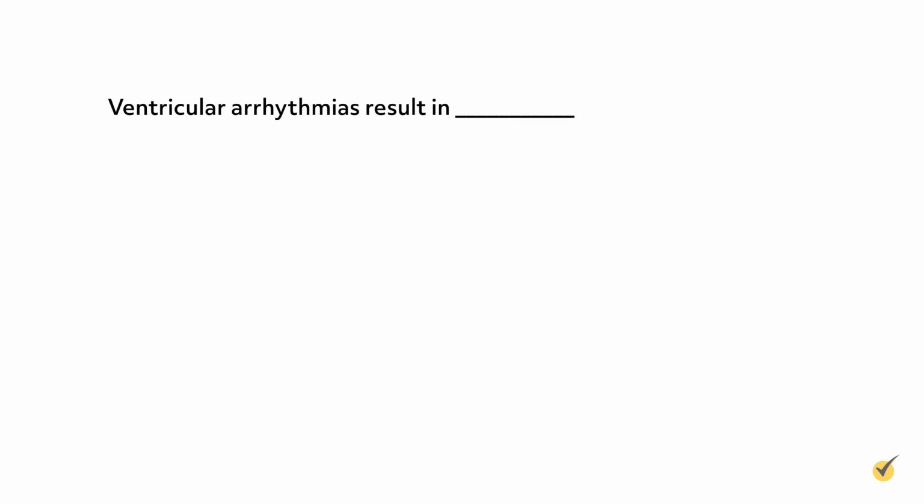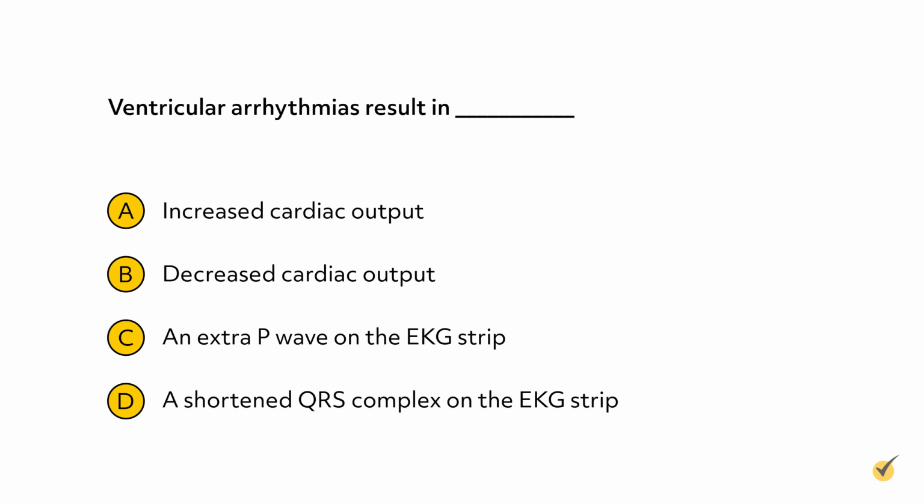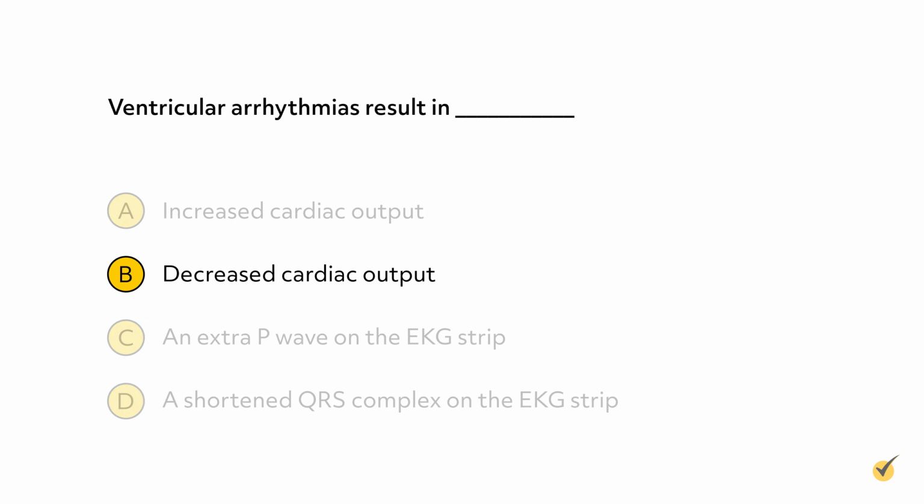Now let's go over a few questions for review. Number 1, ventricular arrhythmias result in A, increased cardiac output, B, decreased cardiac output, C, an extra P wave on the EKG strip, or D, a shortened QRS complex on the EKG strip. B is the correct choice. When an electrical impulse is generated by the ventricles, ventricular contractions are less effective and less efficient, resulting in decreased cardiac output.